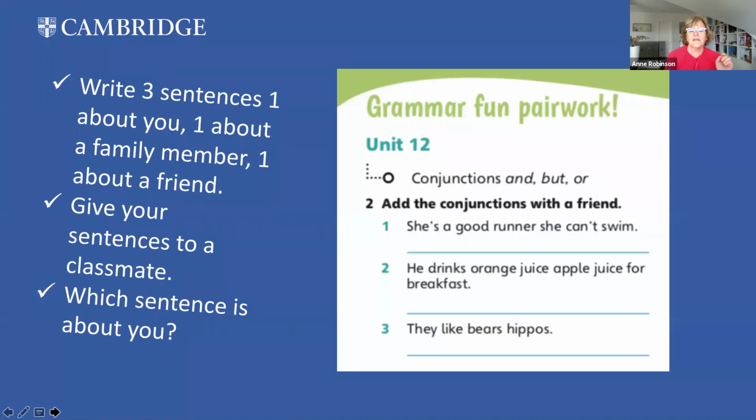and the classmate has to say, I think the first sentence is about you. If their classmate knows them quite well, their classmate could also say, and the second sentence is about your dad. And the third sentence is about Julia, your friend, who's in our class. So it could just be which sentence is about you, or if they know them quite well.